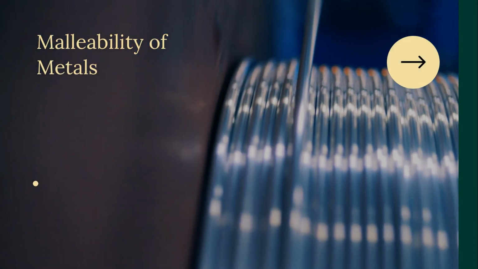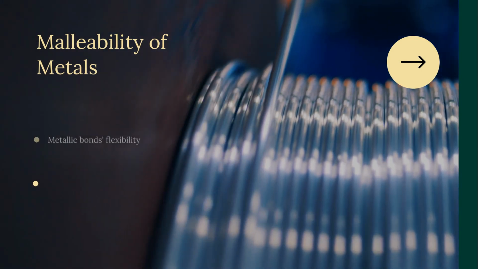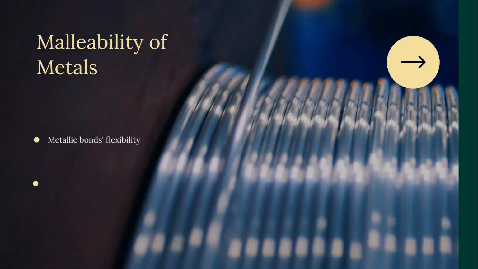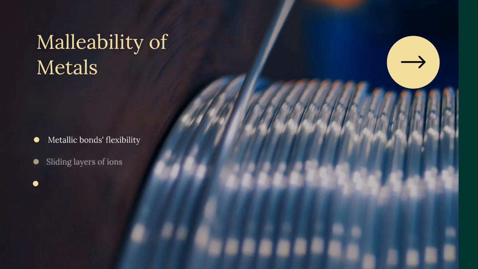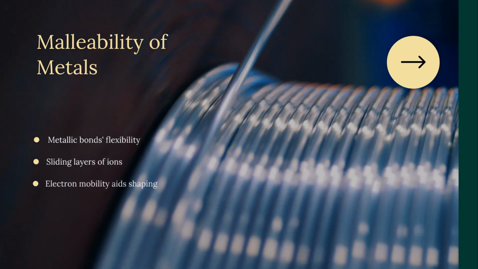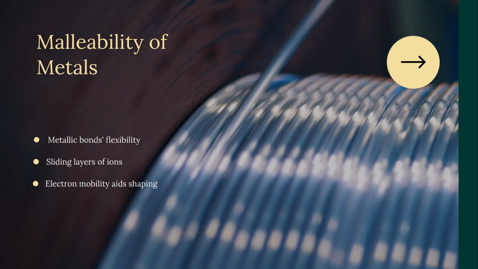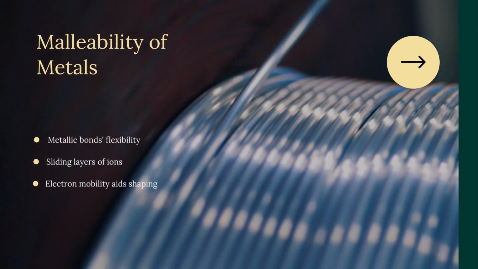Metals are malleable and ductile due to metallic bonds. Layers of ions slide without breaking bonds. Delocalized electrons maintain structure during deformation. This property allows metals to be shaped and stretched. Malleability and ductility stem from electron mobility.